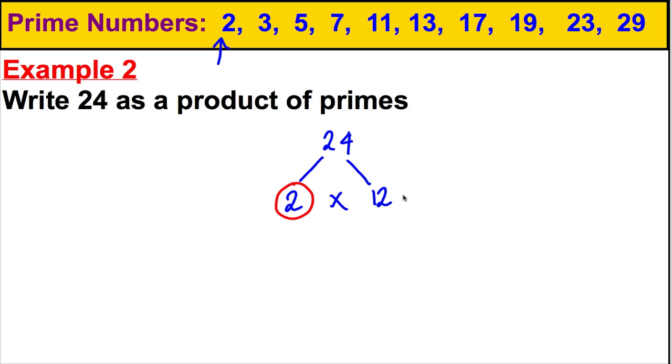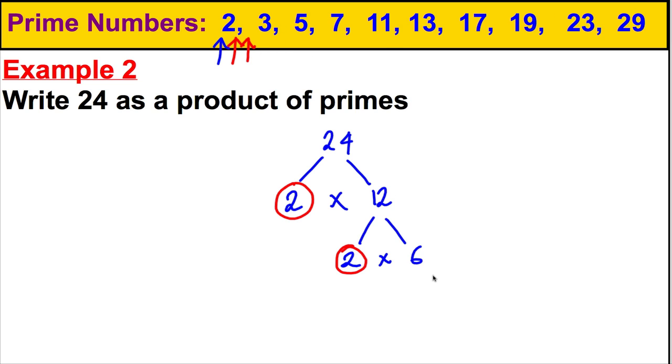You ask yourself, is 12 prime? No, it's not in your list. So you go back to 2 and you ask, does 2 go into it? Well, it does. It goes into it 6 times. So you write them as 2 multiplied by 6. Circle your 2 as it's prime. Is 6 prime? You look at your list, no, 6 isn't prime.